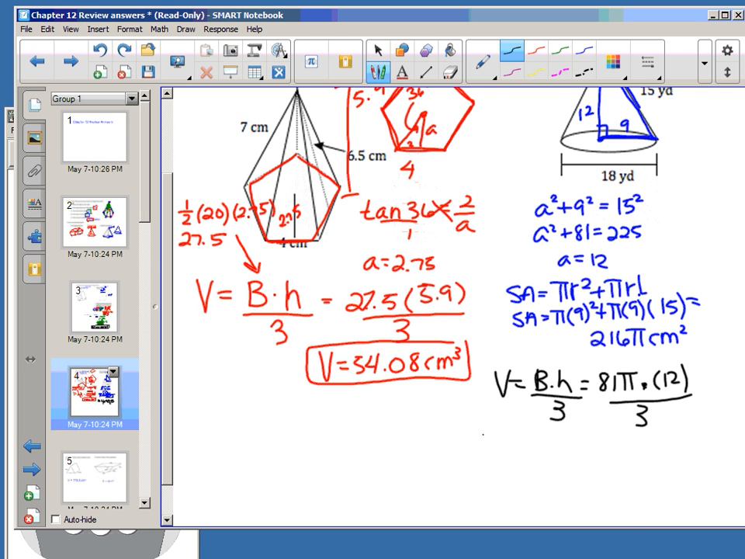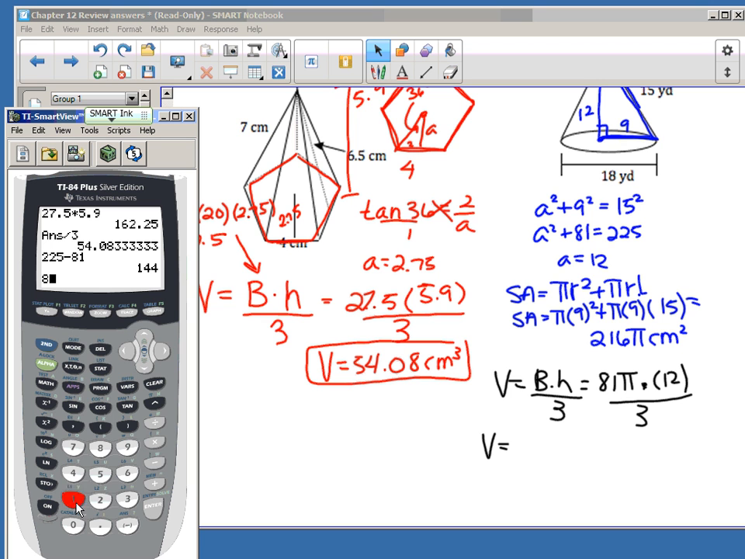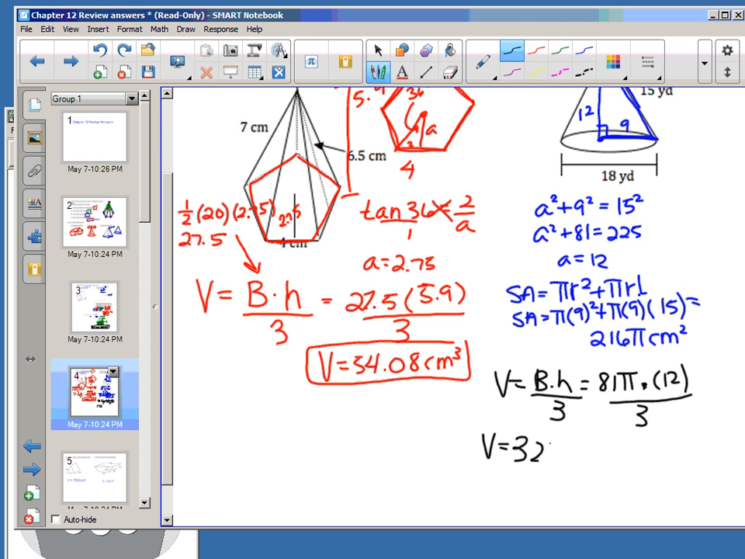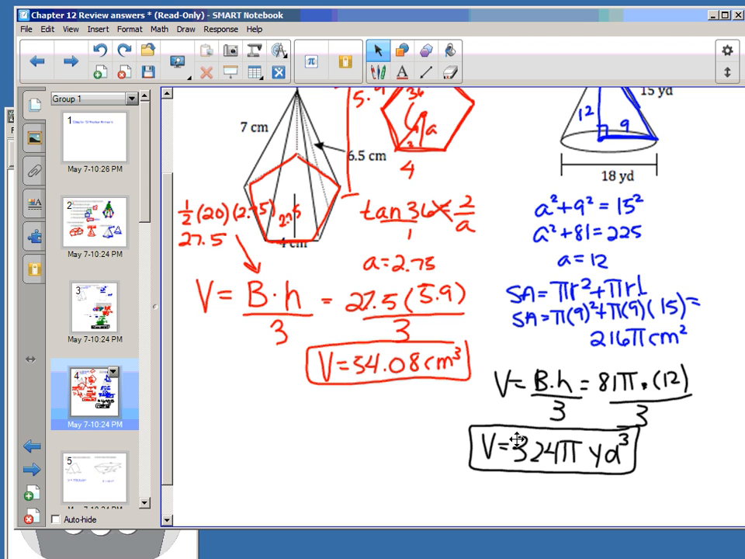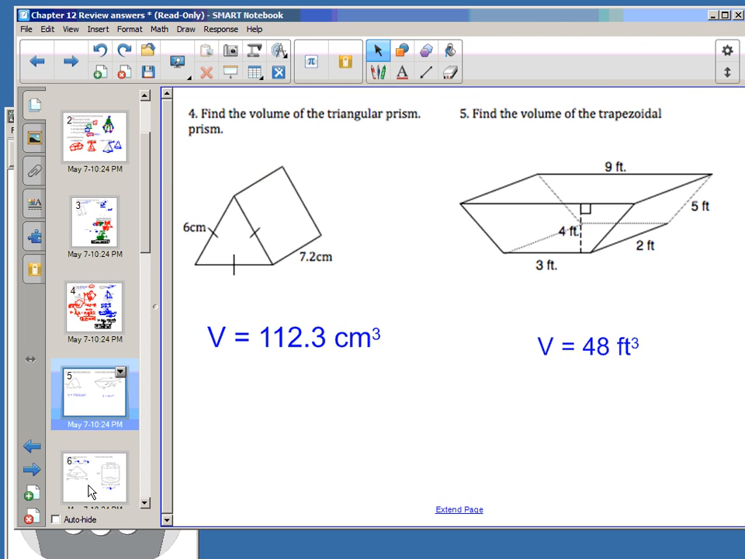My total volume is going to be, let's see, 81 times 12 divided by 3. That gives me 324 pi, and that is in yards cubed. Right, so don't forget that for a volume, you need a perpendicular height, not the slant height, so you're going to have to use the Pythagorean theorem. You can use that again on number 4 here.